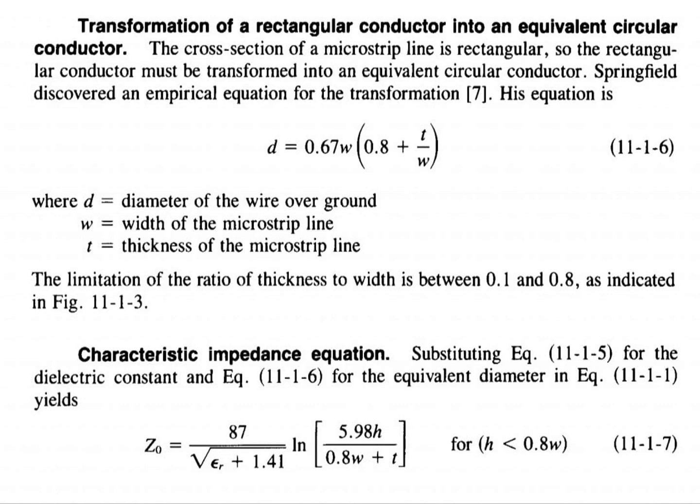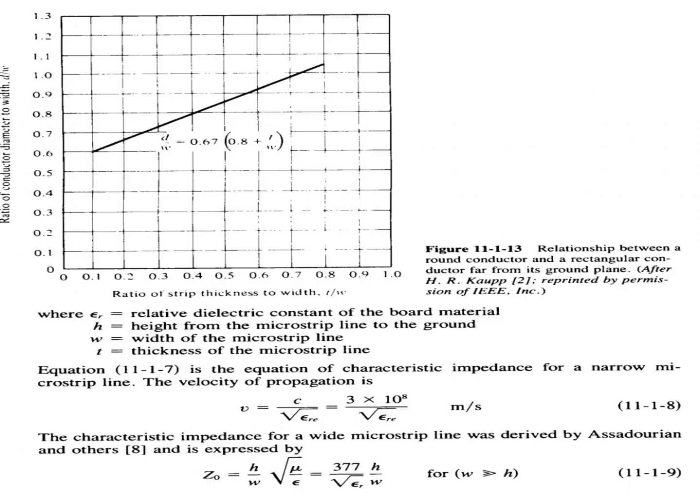So the characteristic impedance equation is Z0 = (87/√(ε_R + 1.41)) ln(5.98h/(0.8W + T)). This is the figure that shows the relationship between a round conductor and a rectangular conductor far from its ground plane. So Z0 is given by (h/W) √(μ/ε), which is equal to (377/√ε_R)(h/W).